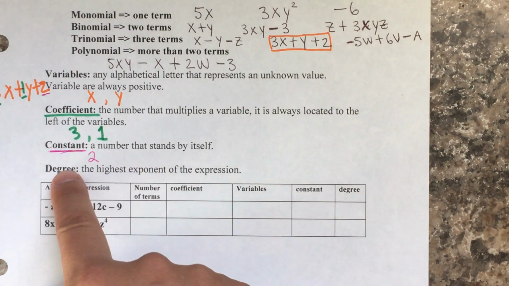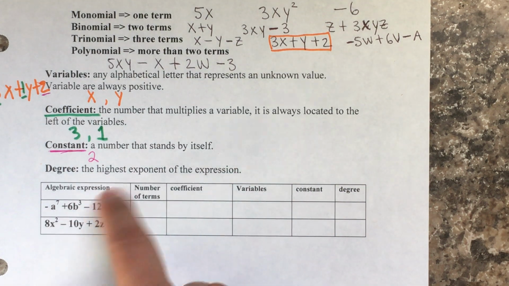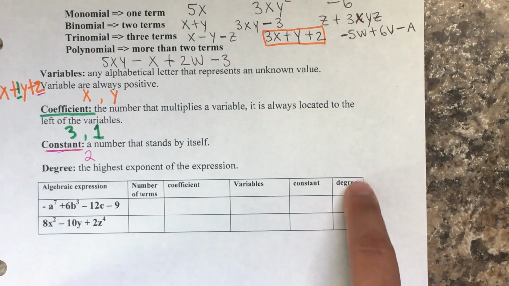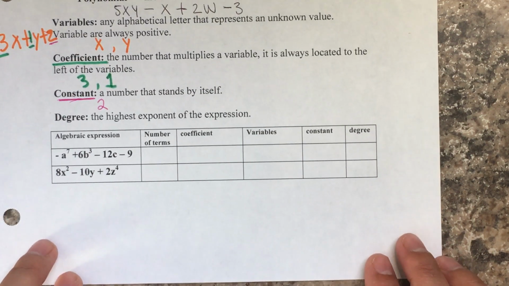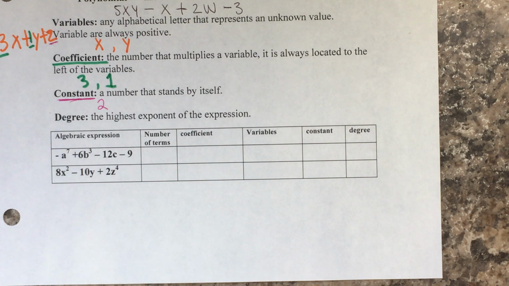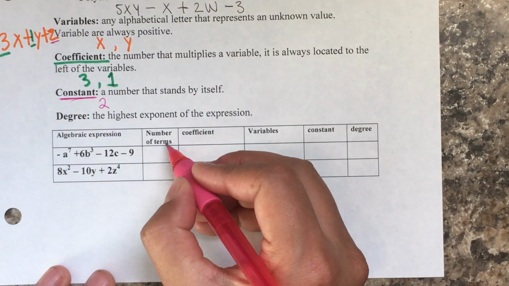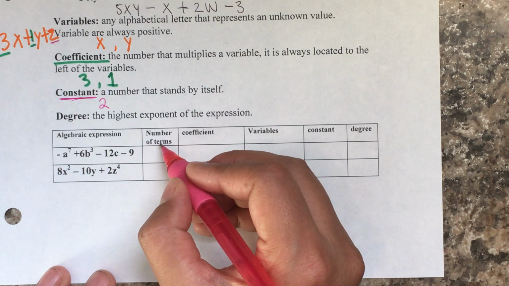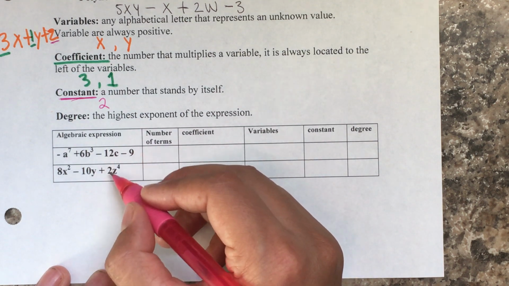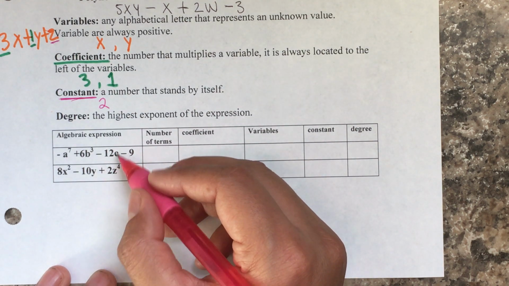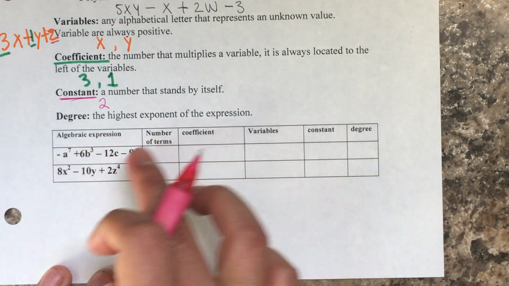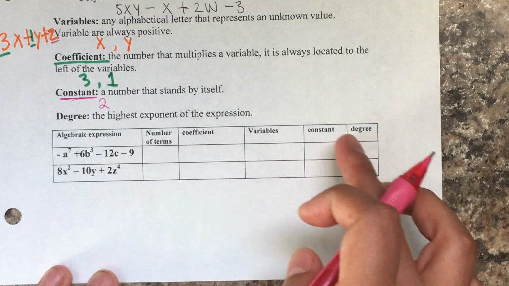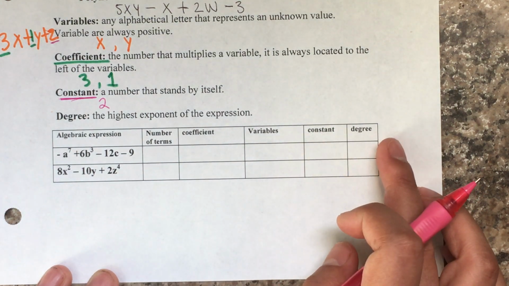So it's the highest exponent. Let me give you the degree for these examples because we're going to be writing the parts for this one. Okay, so let me see. The number of terms. We're given two algebraic expressions. Nos están dando dos expresiones algebraicas, and we're going to define the number of terms in each one, the coefficients, the variables, the constant, and the degree.